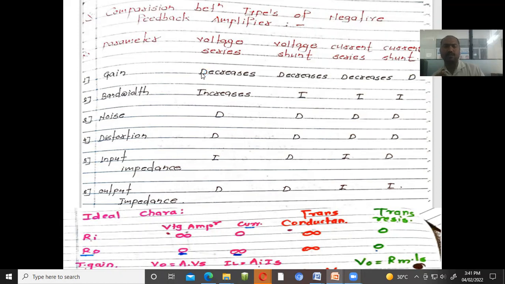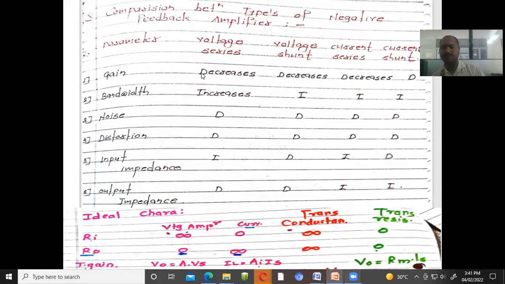The third parameter is noise. We are discussing this parameter with respect to the signal applied to the different types of amplifier. When negative feedback is applied and noise is coming in, then with voltage series feedback, the noise, which is nothing but an unwanted signal, is reduced.